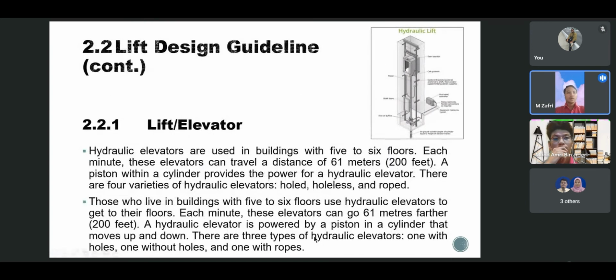Okay, 2.2.1, the lift or elevator. Hydraulic elevators are used in buildings with 5 to 6 floors. Each minute, this elevator can travel a distance of 61 meters to 100 feet. A piston with a cylinder provides the power of the hydraulic elevator. There are four varieties of hydraulic elevators: holeless, rope, and cables. Okay, next slide.